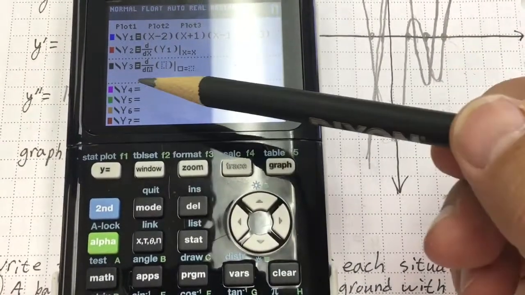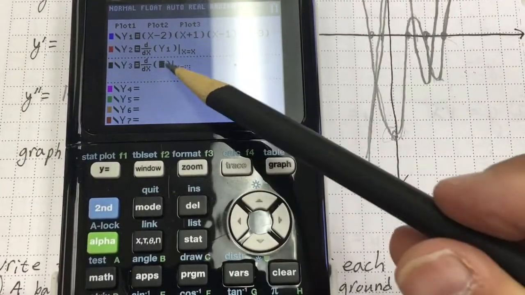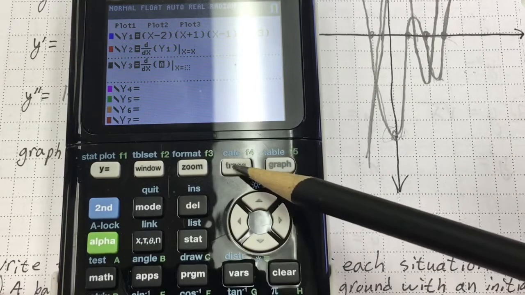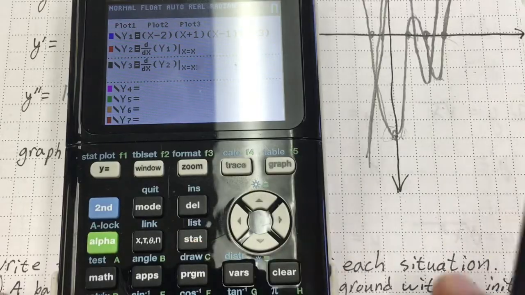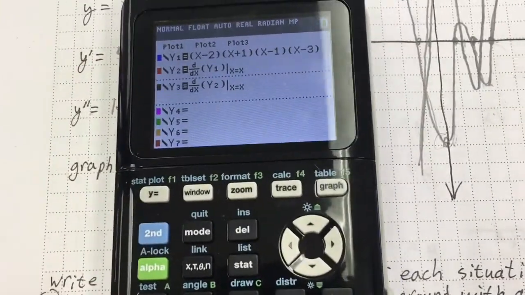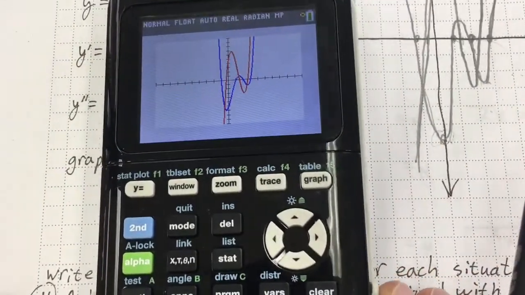Now I'm going to enter d/dx, so I put an x there. Now I need y2 in there, so it's going to be alpha calc, and I'm going to type in a 2 for alpha 2, at x, for x equals x for all x values. And now I'm going to hit graph, and it's going to graph the second derivative as well.